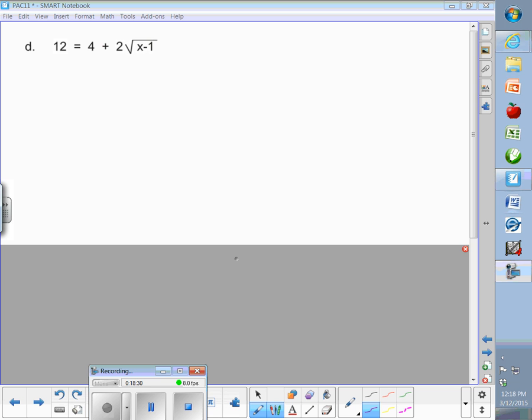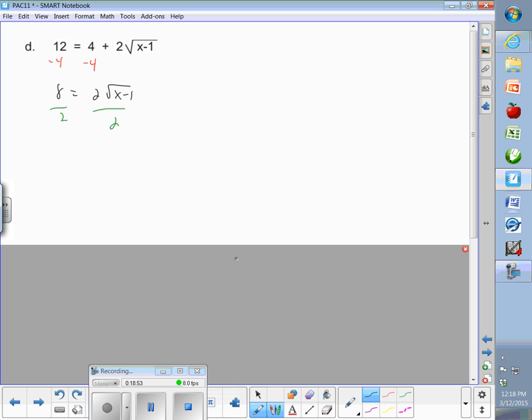All right, for time's sake. So hopefully you said to yourself, I'm going to move the 4 first because the radical's on the right. I'm going to move it to the left. I now have 8 equals 2 times the square root of x minus 1. Now in your quest to isolate the radical, you're going to move the 2 by dividing both sides by 2.